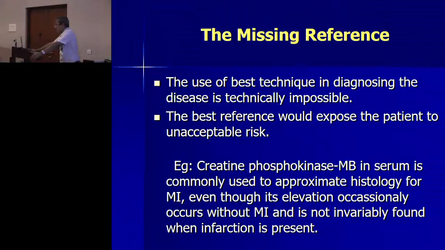For example, creatinine phosphokinase MB in serum, commonly used to approximate histology for MI, even though its elevation occasionally occurs without MI and is not invariably found when infarction is present. So how do we know the patient really had an MI or not? So sometimes we use a gold standard which is less than perfect.